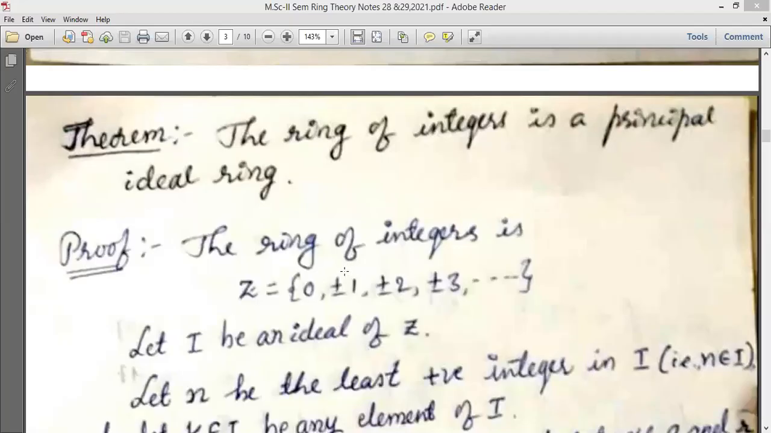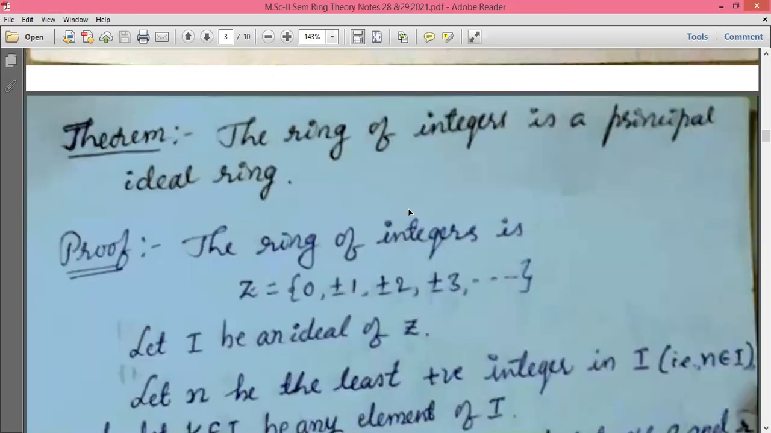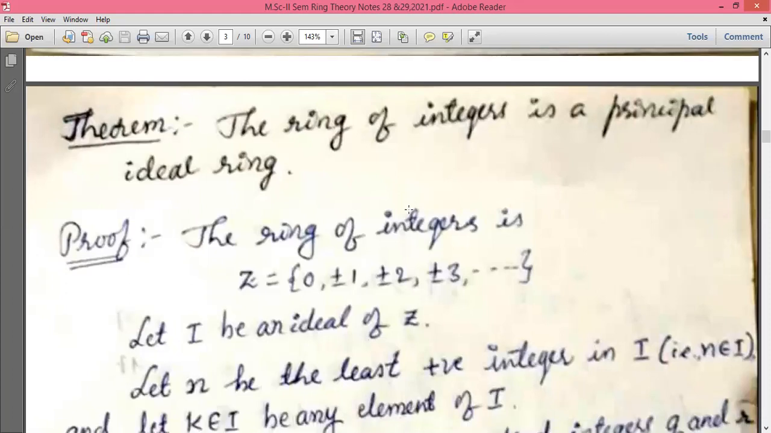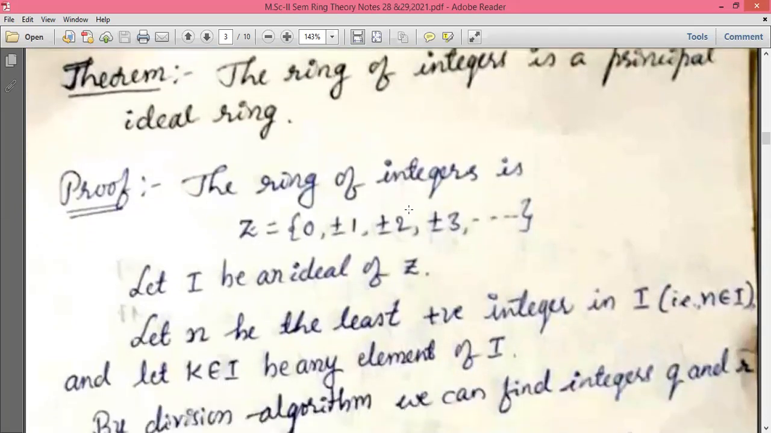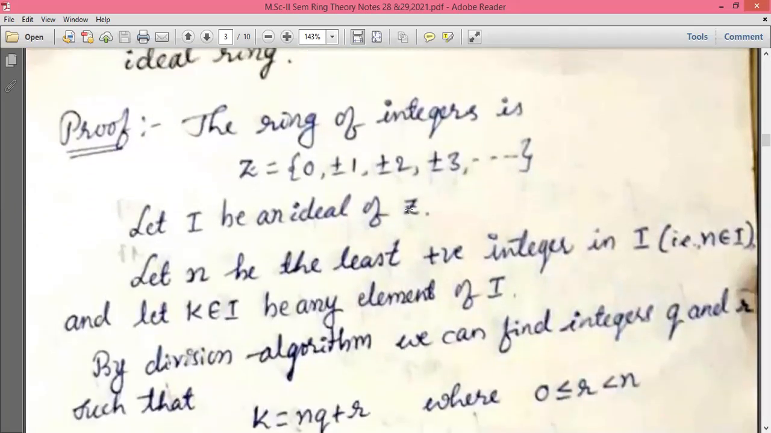Hello students, in this video I'll continue with the properties of ideals, as we discussed in the previous lecture. So what is a principal ideal, and what do we mean by a principal ideal ring? In this video we start with the properties of the principal ideal ring. The ring of integers is a principal ideal ring. Now let us see the proof of this.